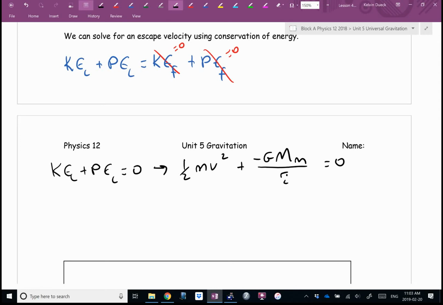You okay with that, Thomas? Why are we using R initial? Because this is PE initial, and I'm using cosmic. Okay. What's right in front of the PE? Negative. You know what? I'm going to plus it to that side, and I get this: a half mv initial squared equals negative big G, big M, little m over R initial.